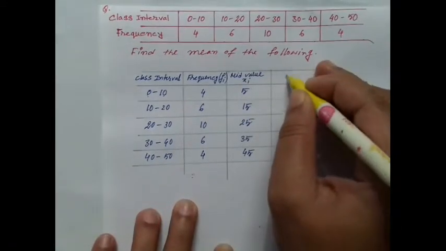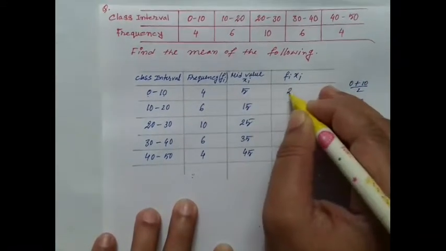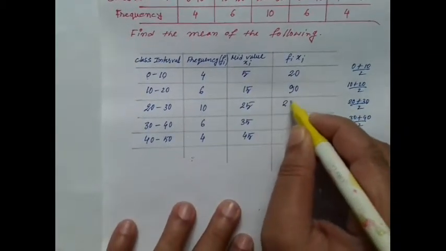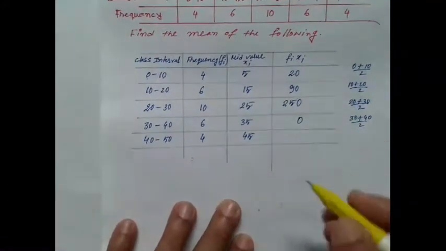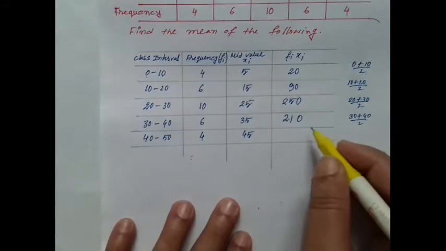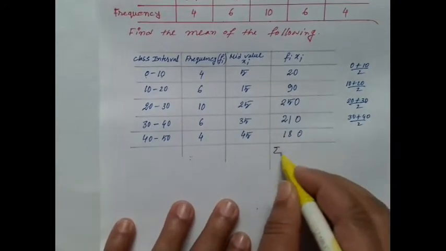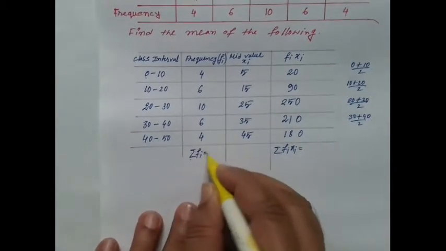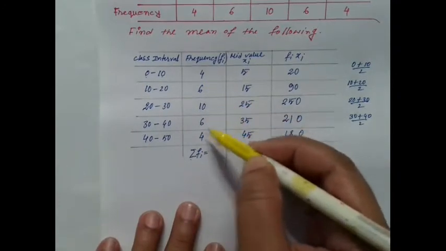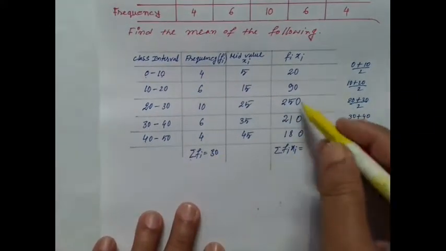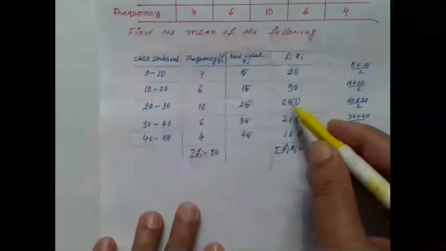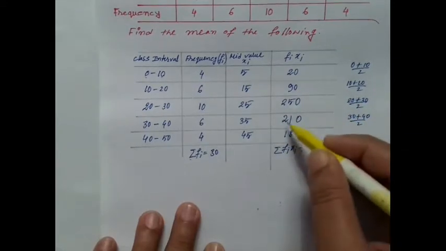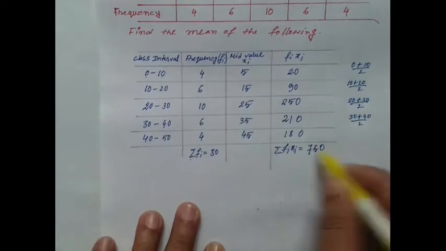And now in this column we have to write fi xi. Okay, now I have to multiply: 4 5s are 20, 6 15s are 90, now 250, then 210, and then 180. Okay, now I have to add summation fi xi. Here we will get summation fi xi, and here we will get summation fi. Okay, summation fi, we see that 4 plus 6 is 10, 10 plus 10 is 20, 20 plus 6 is 26, 26 plus 4, we are getting 30. And here 20 plus 90 is 110, 110 plus 250 is 360, 360 plus 210 is 570, 570 plus 180, we get 750.